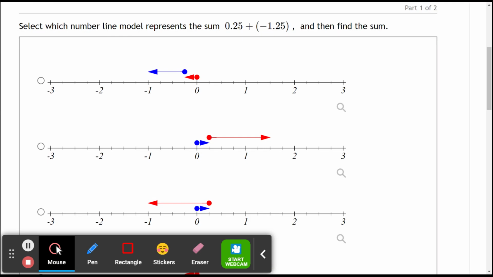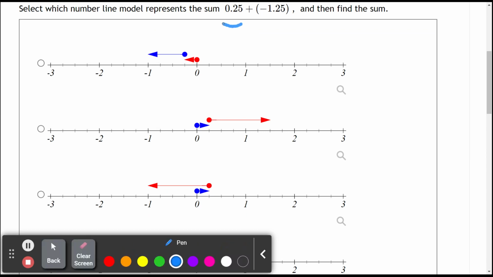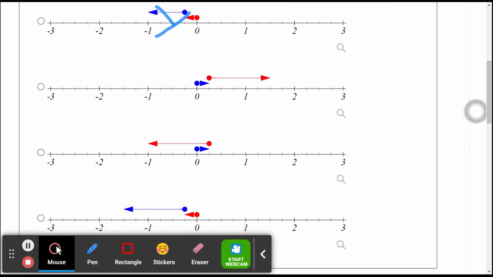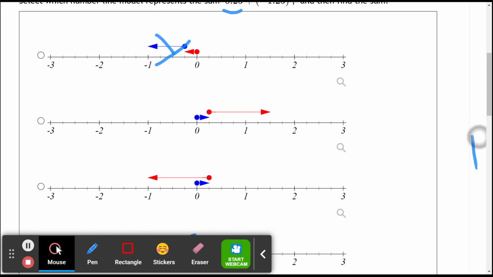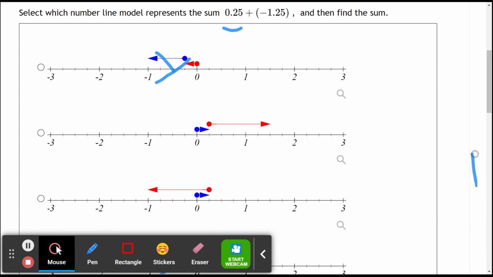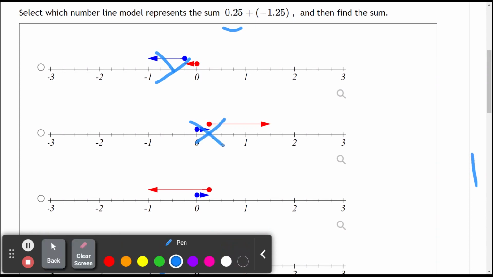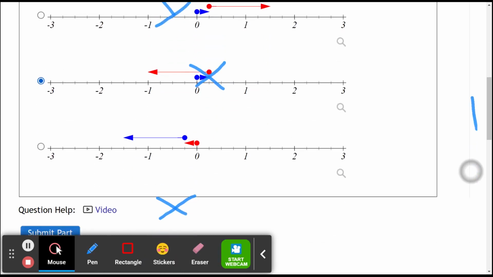For this one, I don't even think I have to know what the numbers are necessarily. I just need to know the signs. I see that this is a positive, which is moving to the right first. So that leaves that one out, and it leaves this one out too. So it's one of these other two. I have to add a negative 1.25. Well, this one's not adding a negative, it's adding a positive or subtracting a negative. So it has to be this one. I mean, without even doing real math, right? We can just think that one through.